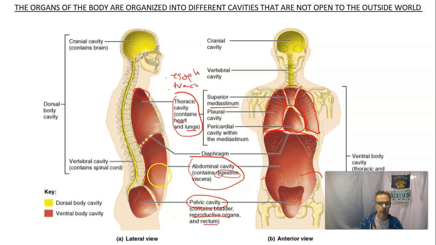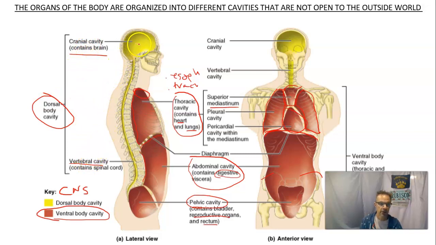All right. So those are the main ones, and those are typically the ventral body cavities, right? So the thoracic and abdominopelvic cavities are the ventral body cavities. And then the dorsal body cavity essentially contains the central nervous system, the CNS, so the brain and the spinal cord. The cranial cavity contains the brain, and the vertebral cavity contains the spinal cord. So this dorsal body cavity is divided into a cranial cavity and a vertebral cavity.